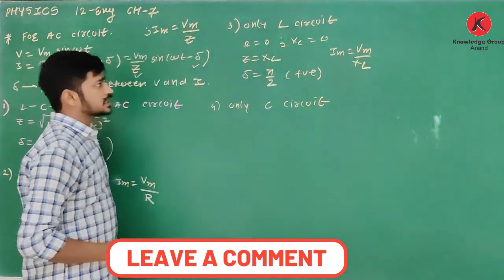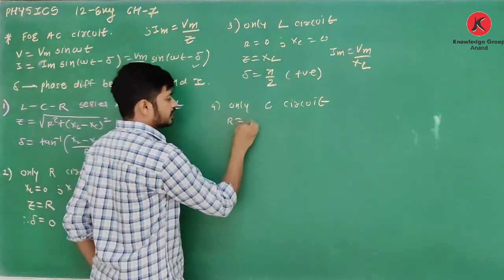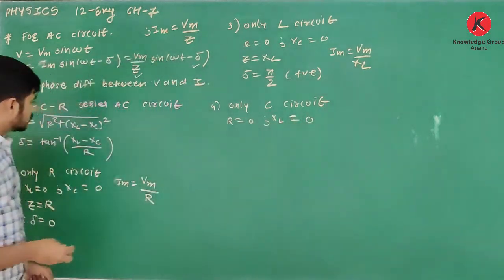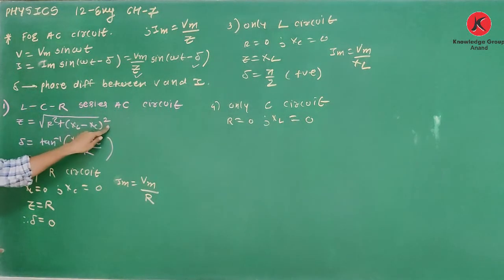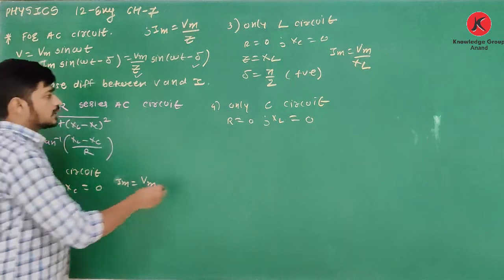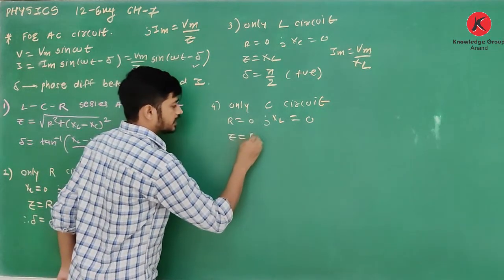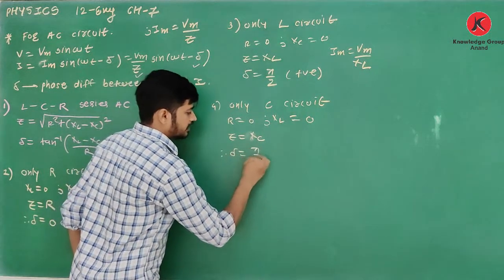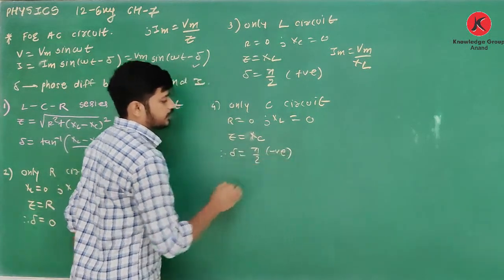Okay, now the fourth case, only capacitor circuit. In only capacitor circuit, R is equal to 0 and XL is equal to 0. Then here it is XC squared under square root, so Z is equal to XC. And again delta is equal to pi by 2, but negative.